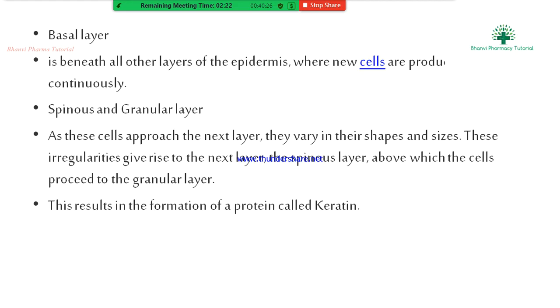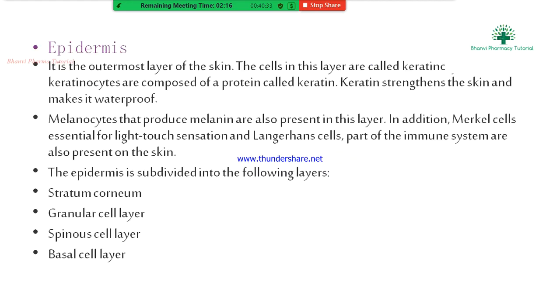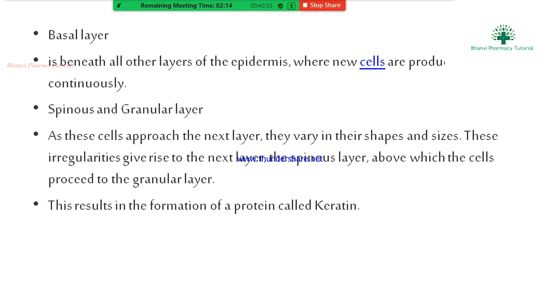Next, the basal cell layer. It lies beneath all the other layers of the epidermis, the last innermost layer of the skin. This is where new cells are produced continuously, inside the innermost basal layer.